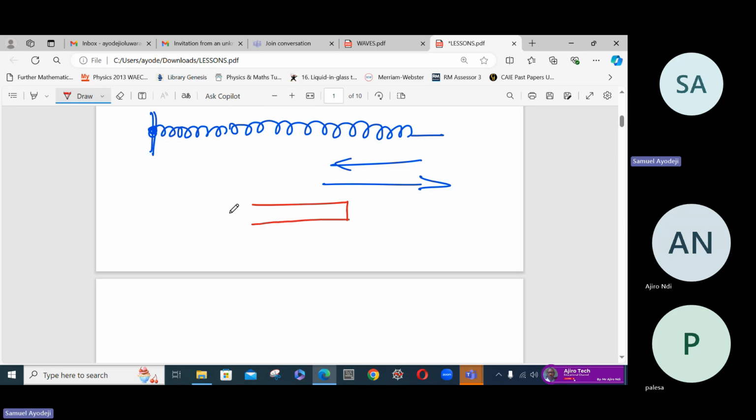So as the air travels through this air column, fine. When it gets here, it reflects. It will reflect in the opposite direction again. When you travel in opposite directions, they overlap. What happens? Stationary waves are formed. So that's what is happening here.